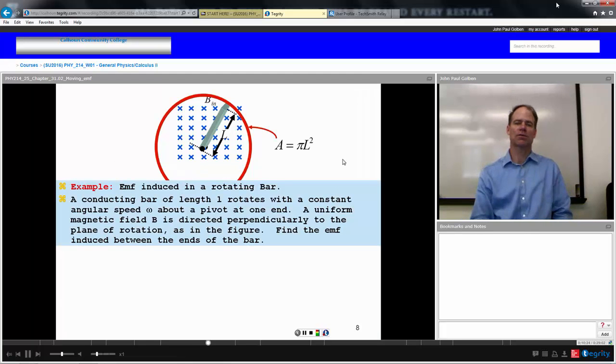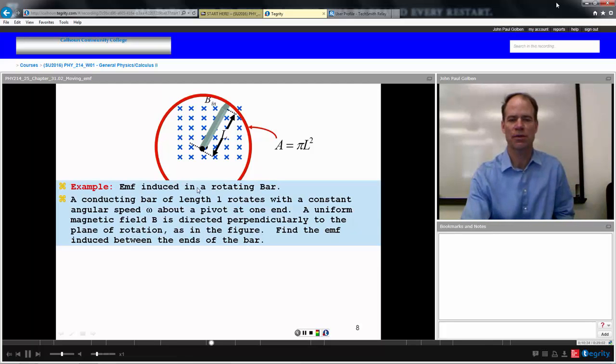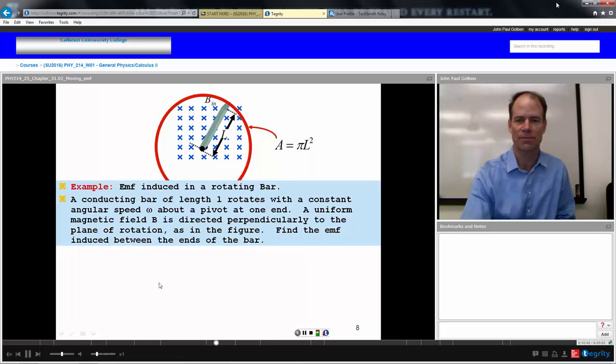We could also induce an EMF in a rotating bar. Consider this. We have a conducting bar of length L rotating with a constant angular speed omega about a pivot at one end, kind of like a helicopter blade. The uniform magnetic field is directed perpendicularly to the plane of rotation as in this figure. Find the EMF induced between the ends of the bar.